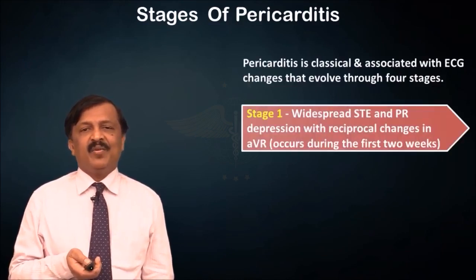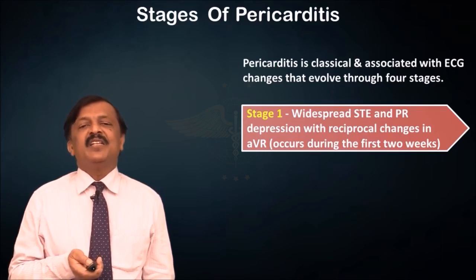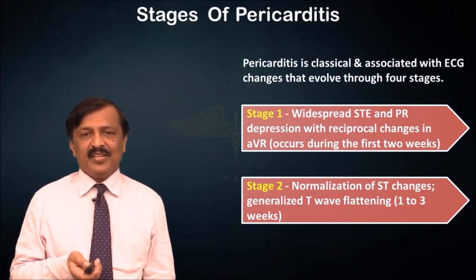Stage 1, there is a widespread ST elevation and PR depression with reciprocal changes in AVR. Most of the time in the first 1 to 2 weeks, this is in stage 1. Stage 2 is normalization of the ST segment and generalized T wave flattening, which can happen in 1 to 3 weeks. This is what we saw in the 4th ECG.